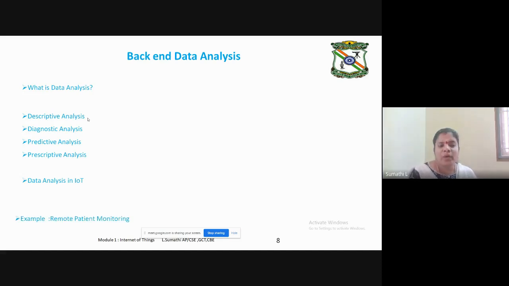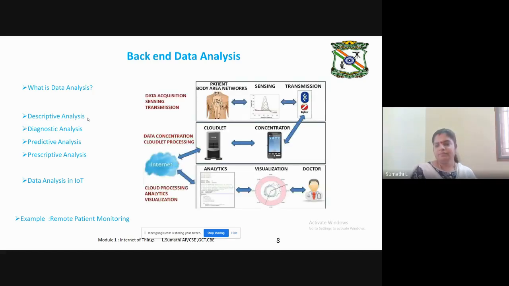Now, we will look at an example for that, remote patient monitoring. Here you have some new terms. Body area network: what is a body area network? I can implant sensors inside the body to monitor my blood pressure, glucose level, and heartbeat. I can also use sensors as part of my clothes outside the body, or place them as separate accessories like a watch. This watch comes under wearable devices.